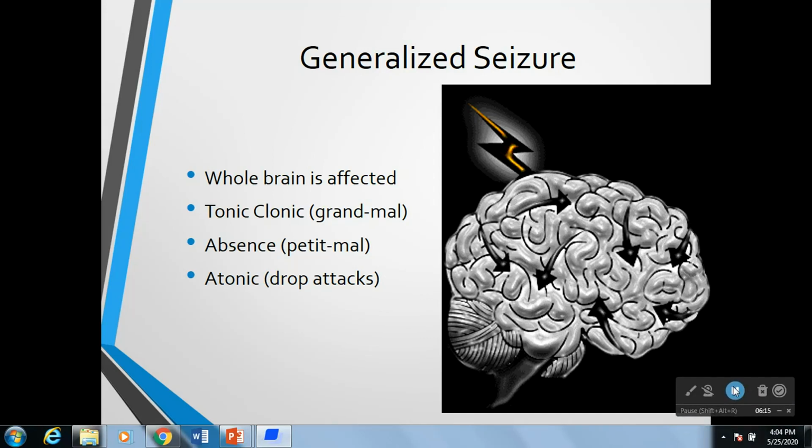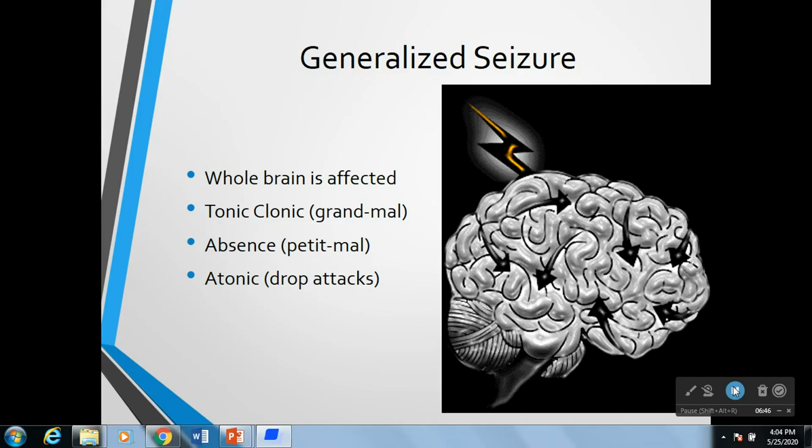Now let's talk about generalized seizures. This affects the whole brain, so it's all over. It's not just in one area like in the focal. This can include tonic-clonic, also known as grand mal, absence, which is petit mal, or atonic, which are called drop attacks. With generalized seizures, they are a result, like I said, of the abnormal neuroactivity on all sides of the brain. These are the most common. They tend to have an aura.